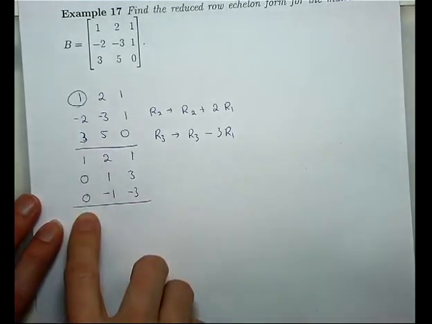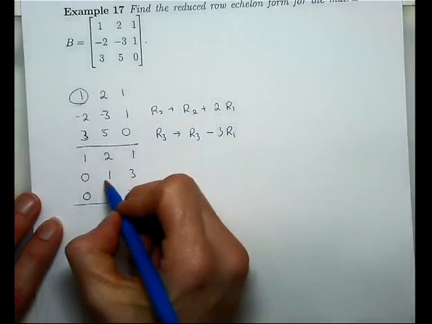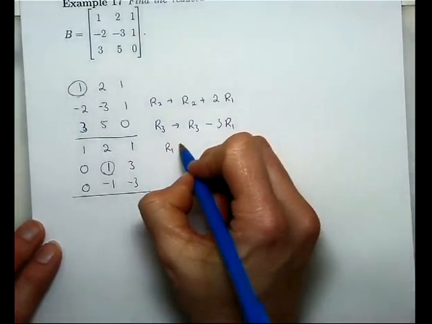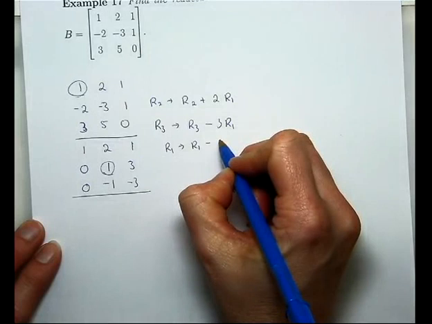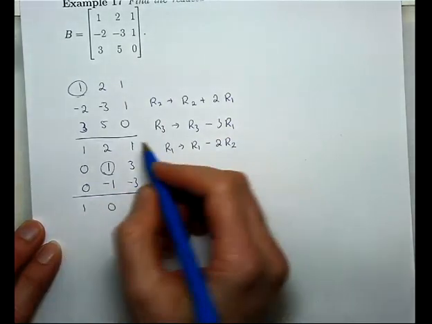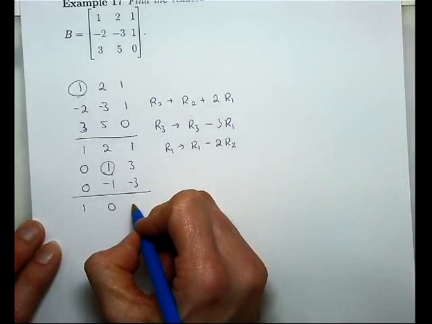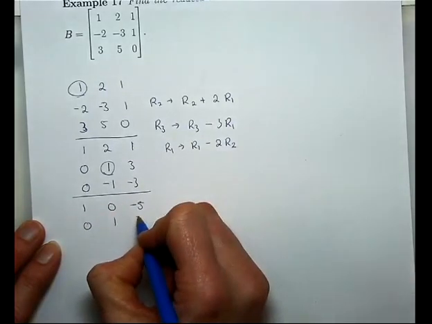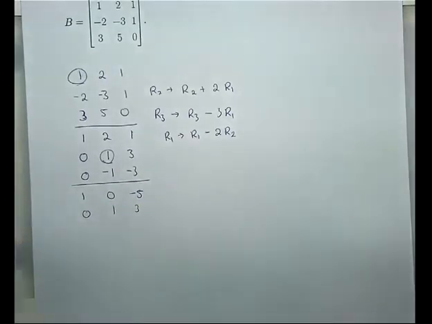These two are the same, that's interesting. All right, so we've pivoted in this column. Now we're going to pivot in this column and we can do it with that one. It's right in the right place for us. Row 1 goes to row 1, take 2 row 2s. 1 minus 6 is minus 5. That's the one we're using.